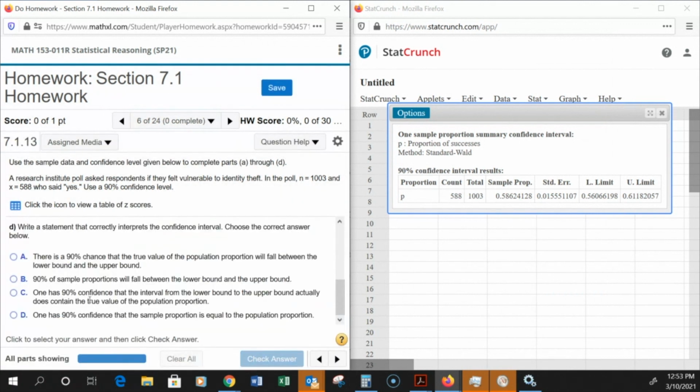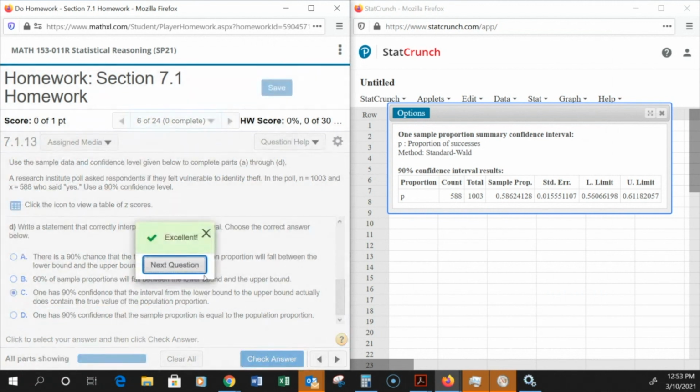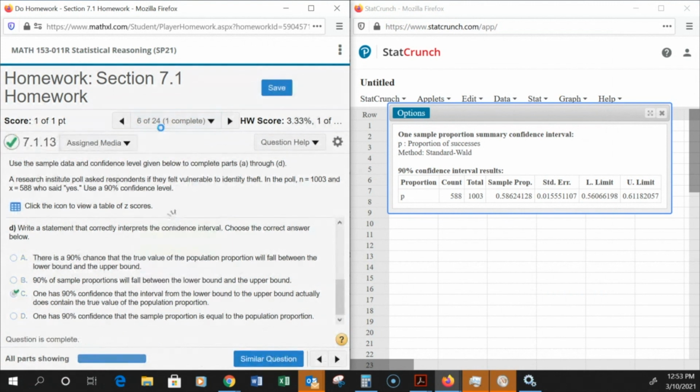There are 3 ways to say it wrong. There's one way to say it correctly. I'll let you look at these because I don't want to take the time, but that's the answer. Read them carefully. That's how you do them. And there's a bunch of them. That's how it works.